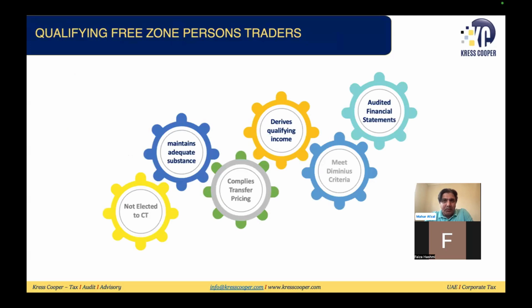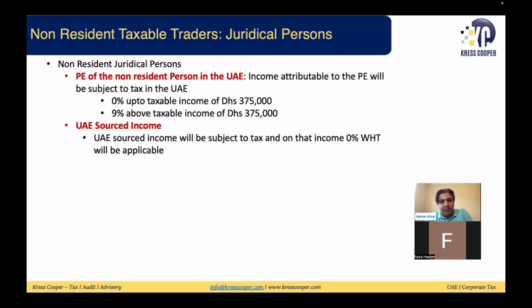Whatever we are discussing today, we are discussing the qualifying free zone person whenever they are dealing with the qualifying commodities with the non-free zone person. This is the core agenda, this is the core topic we'll be discussing. The question arises, who is the qualifying free zone person? Which are the qualifying commodities? Is it a natural person or a juridical person? All these questions arise.